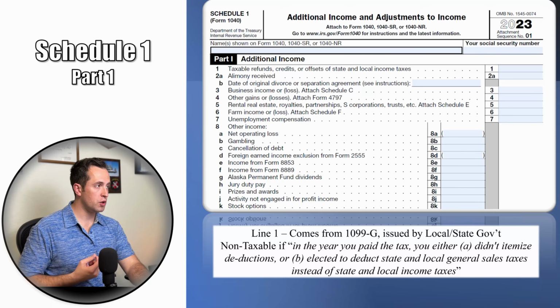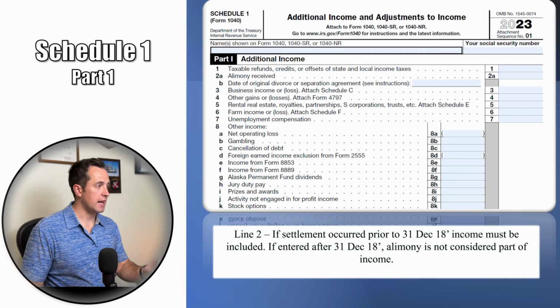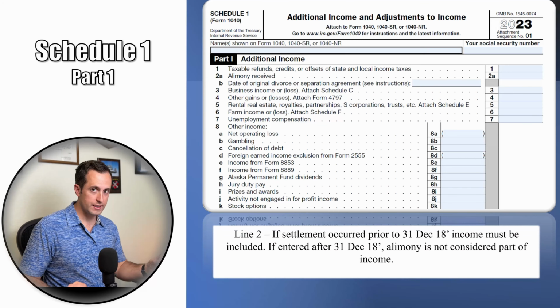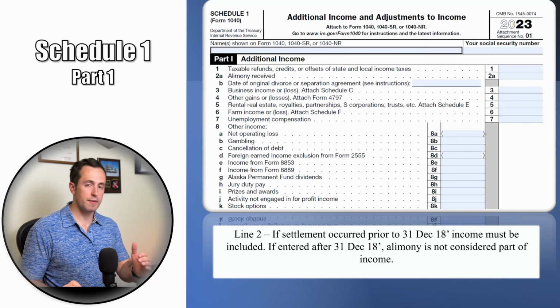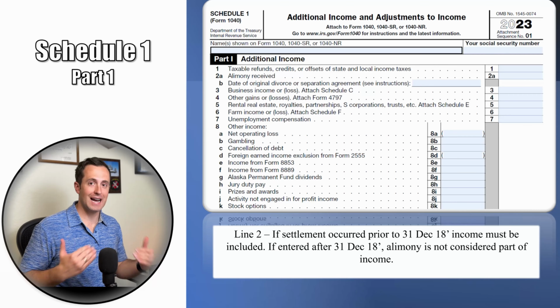Next up on line 2, this is going to be alimony received. Now, a big caveat here is that if the settlement for this alimony occurred prior to 31 December 2018, that is taxable income. Now, if the settlement occurred after that, so 2019 up to present day, that is not taxable income.